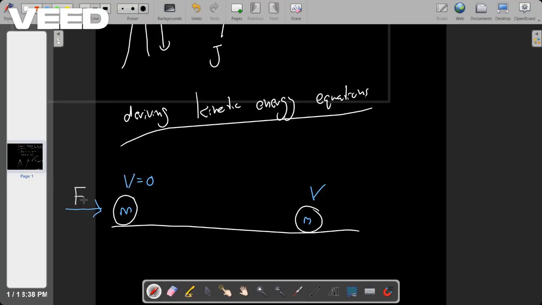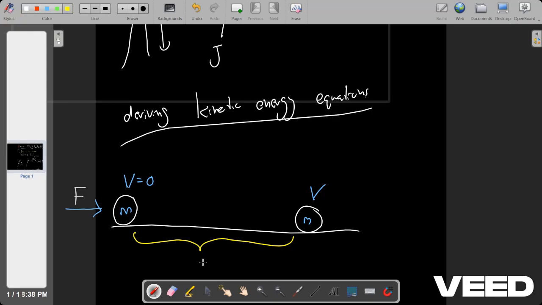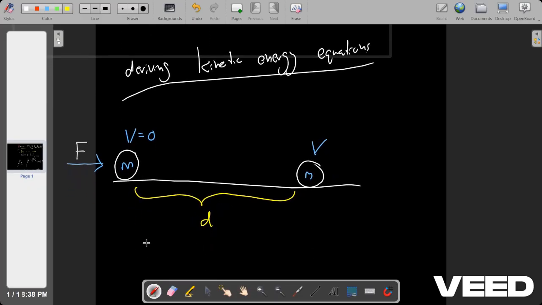And we are doing some work on this. When the object has moved from here to here, it has traveled a distance of d, right? So it has been accelerated from here to here. When we are doing this acceleration, it has traveled d distance, right? And the work is done with a force, right?